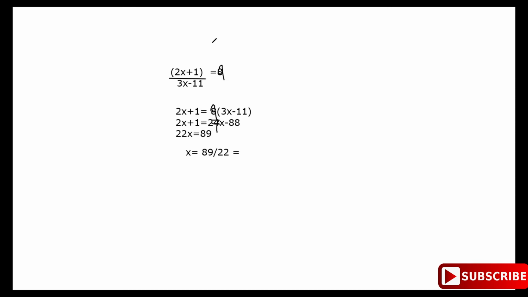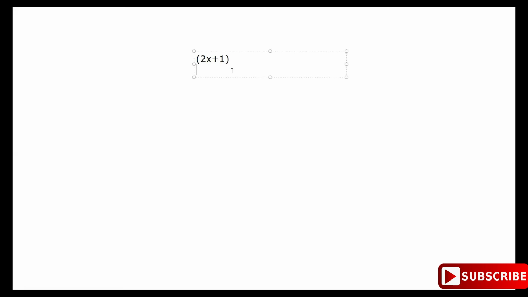That's too much editing. Let's have to just redo that. So it's 2x plus 1 divided by 3x minus 11. And of course, it's now equal to 9. So let's just do this real quickly. We're going to do this in a flash.